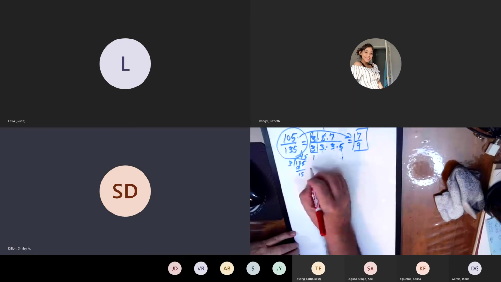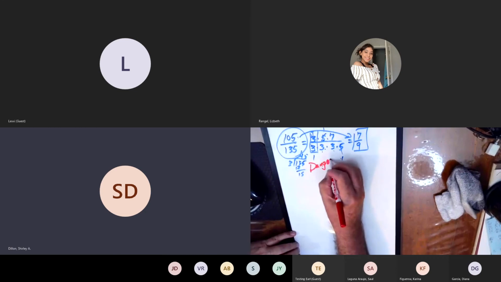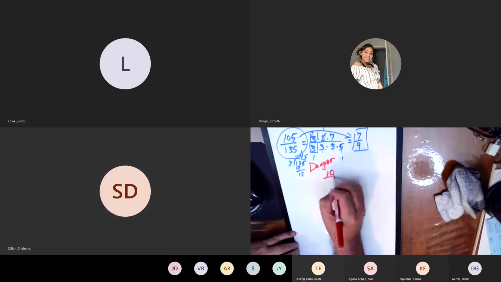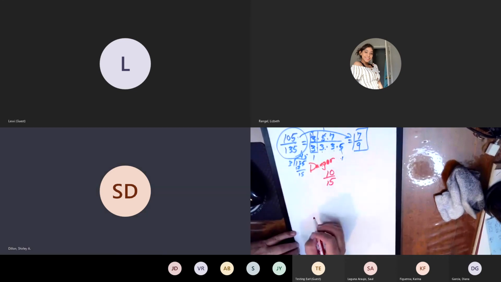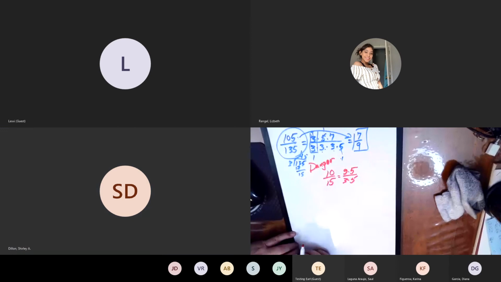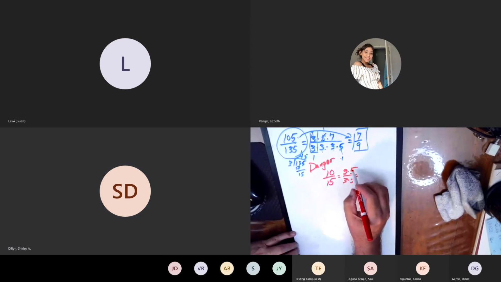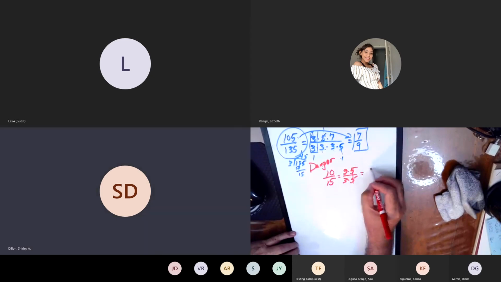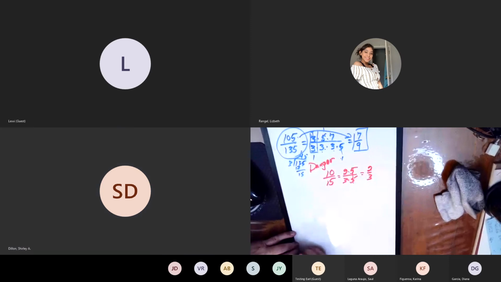Last concern, danger. Danger. If I have 10 over 15, I know that this is 2 times 5 over 3 times 5, if I use the factors. All right, and the 5's reduce out, and I end up with 2/3.